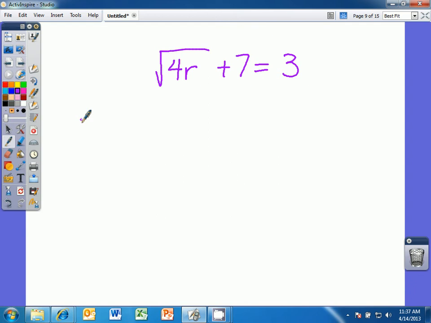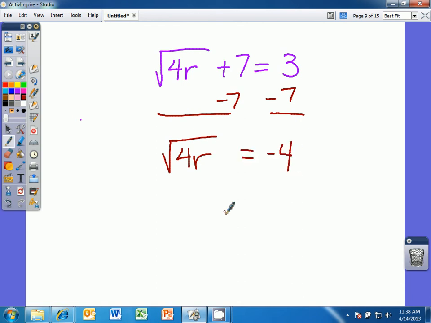So let's take a look at this. This one, if I subtract 7 from both sides of the equation, I'm left with square root of 4r is equal to a negative 4. Here I'm going to stop and say no solution, because I cannot have any expression in here that's going to create a negative answer. And so at this point, I know that for my real number system, I have no solution.